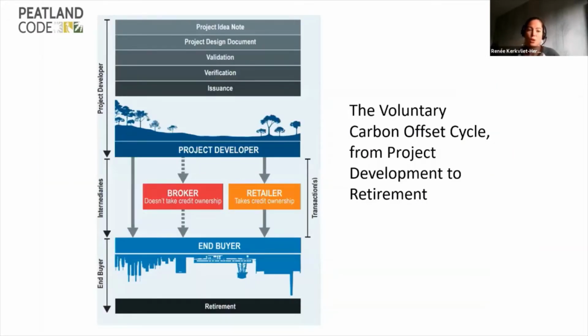So this is just to show you something similar, but then also to include what happens next. Initially, you've got your project, your validation, verification, and then you can sell the units either via a broker, or you can sell them directly to a corporate, and the end user then makes offset claims on them and retires the units.